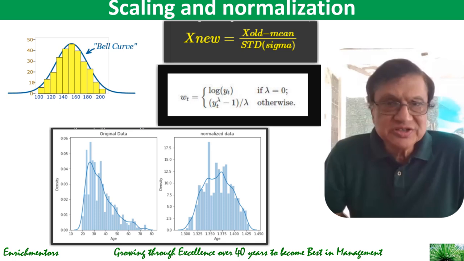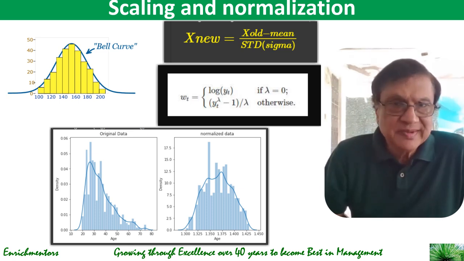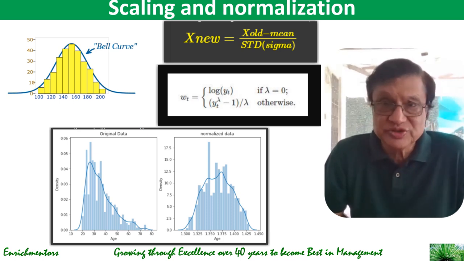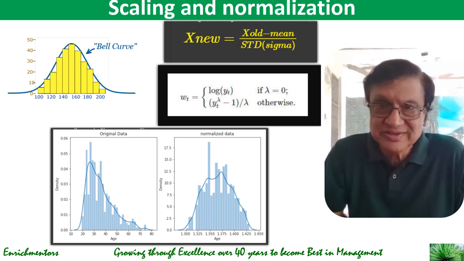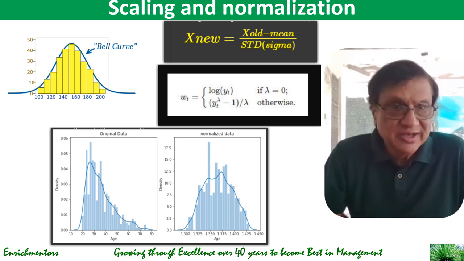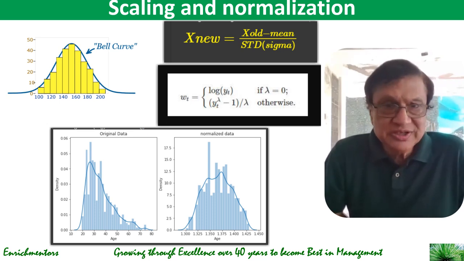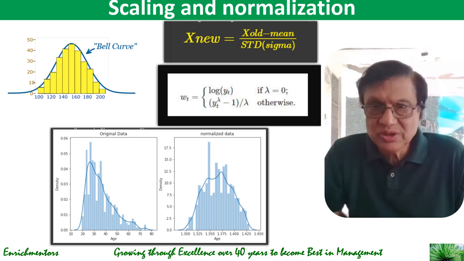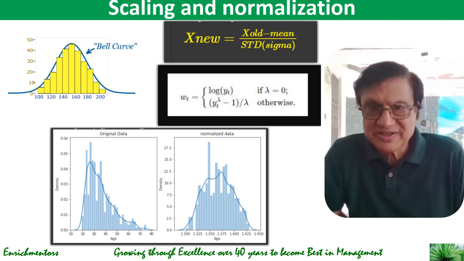Normalization is a more radical transformation. The point of normalization is to change your observations so that they can be described as a normal distribution. A normal distribution, as you see here, is a typical bell curve. Now, for each value in the distribution, we subtract the average or mean and then divide by the standard deviation. That normalizes the data. X new is equal to X old minus mean, divided by sigma.